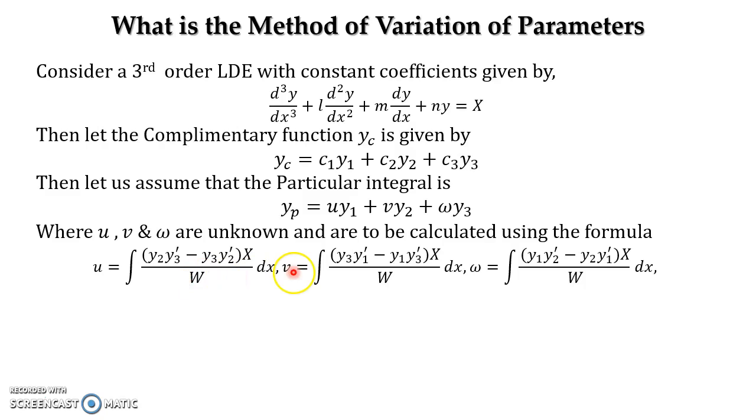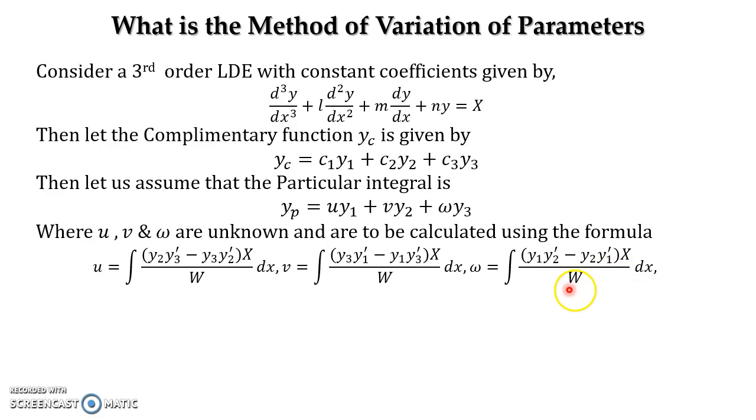In a similar way, when you calculate v, we skip y2 and we consider y3 and y1 in that order. So we skip y2, then we consider y3 and then y1. Therefore, we have y3 into y1 dash minus y1 into y3 dash times x upon w dx. And omega, can you guess what omega can be? Yes, for omega we skip y3 and then we go in the order of y1 to y2. So y1 into y2 dash minus y2 into y1 dash times x upon w dx.